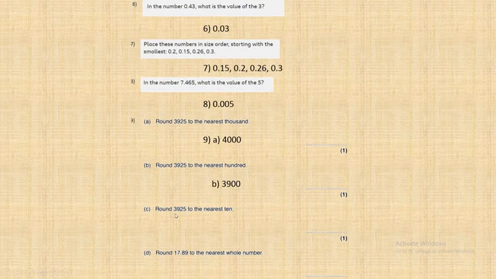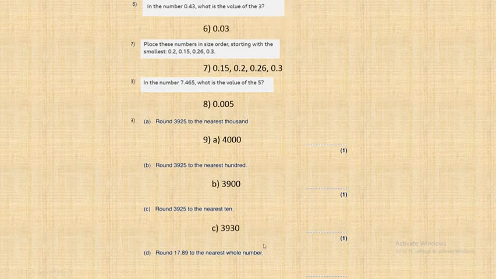Then round 3,925 to the nearest 10. So the tens here is the 2. Go next door, which is 5. 5 is a strong number, so add one more to the 2, so it's going to be 3. So 3,930.